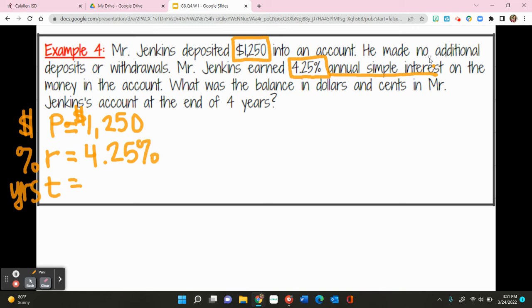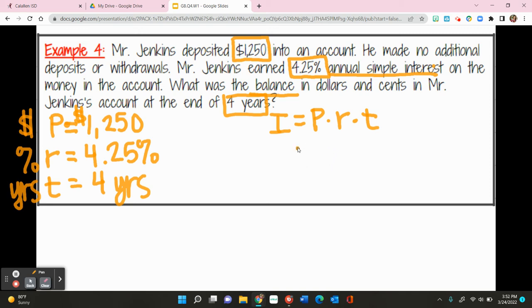And since his account earns annual simple interest, we're going to use the formula I equals P times R times T. And we want to know what his balance is at the end of 4 years, so my time is 4 years. Now, remember, whenever you are using the simple interest formula, you are only finding the amount of interest earned. So to find the balance in his account, we're going to find the interest, and then we're going to add the original amount he deposited.